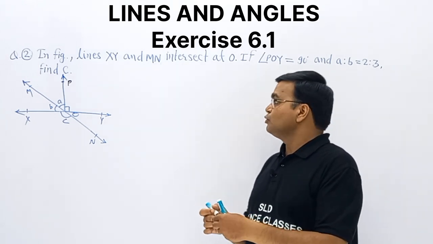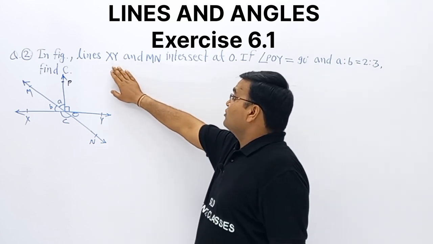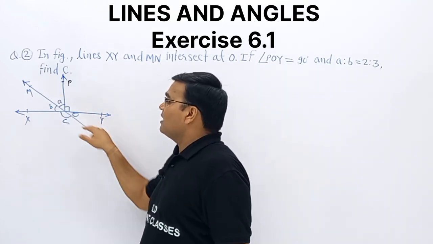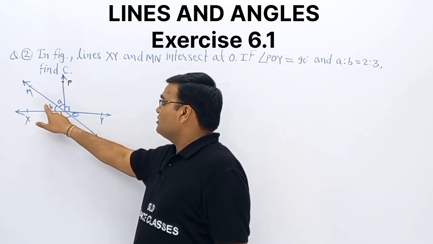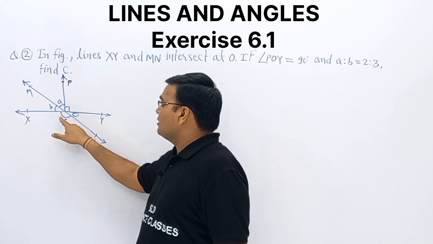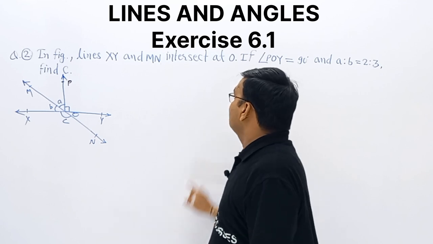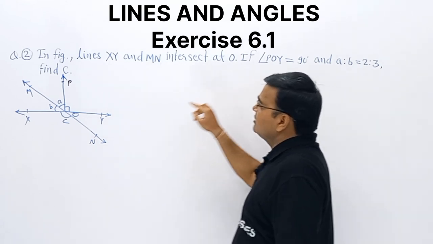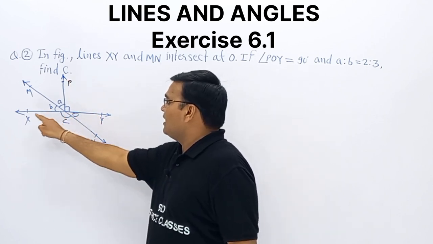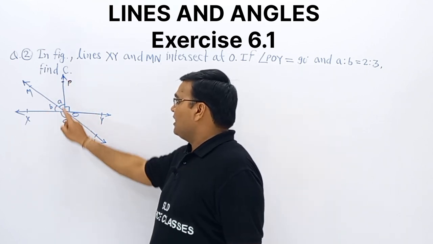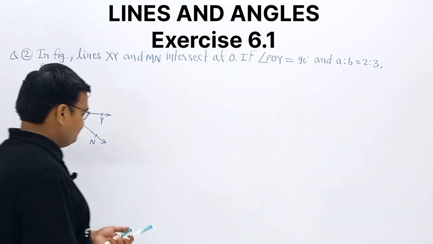Easy question. Some things are given in this question. First, XY and MN are intersecting lines. It means vertically opposite angles will be equal. This angle will be equal to this one, and this angle will be equal to this one. Clear? Now, second thing, angle POY is 90 degrees. It means POX will be 90 degrees. So A plus B, the sum, will be 90 degrees. Clear?